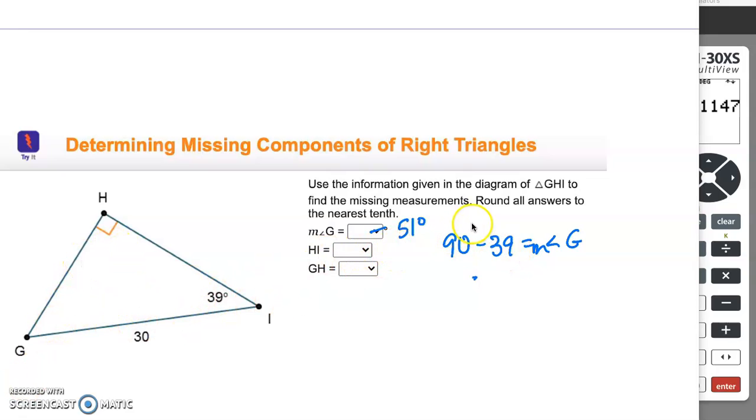Now we want to find HI and GH. So we've got to use what we know about trigonometric ratios. Let's set up a proportion with a trigonometric function. Let's use 39. If we want to find HG, we know that the sine of 39 degrees is equal to HG over 30. We want to get 30 by itself, so we're going to multiply both sides by 30.